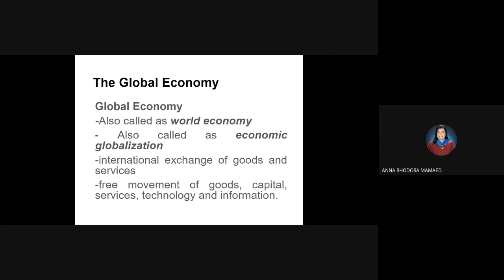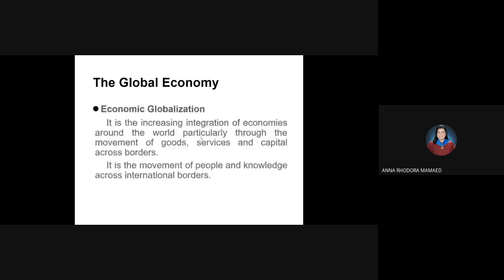Again, last time we talked about globalization, and we studied that economy is part of globalization, wherein we have connectedness to others. Economic globalization is the increasing integration of economies around the world, particularly through the movement of goods, services, and capital across borders. It is also the movement of people and knowledge across international borders.